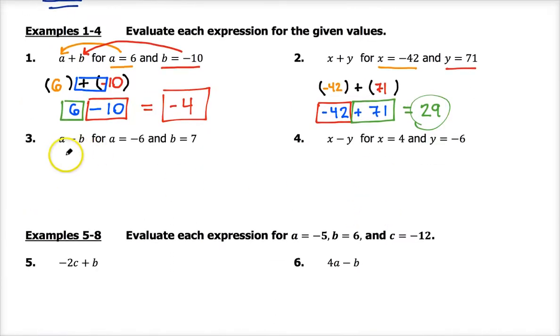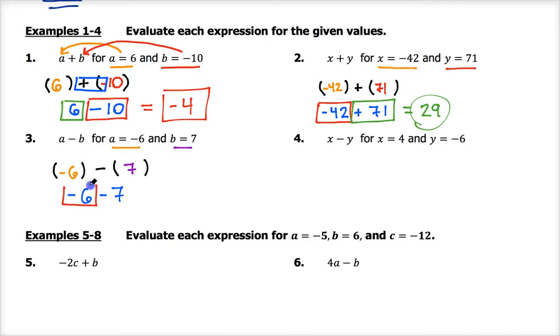Okay, number 3, a minus b. A is equal to negative 6 and b is equal to positive 7. Again, replace a and b with parentheses. Notice it's subtraction in the middle, so I'm going to keep that minus sign there. And so I have a negative 6 here, and then I'm going to use a different color here. I'm going to use purple. Positive 7 for b. And so my problem is, there's no double signs. It's just negative 6 minus 7.